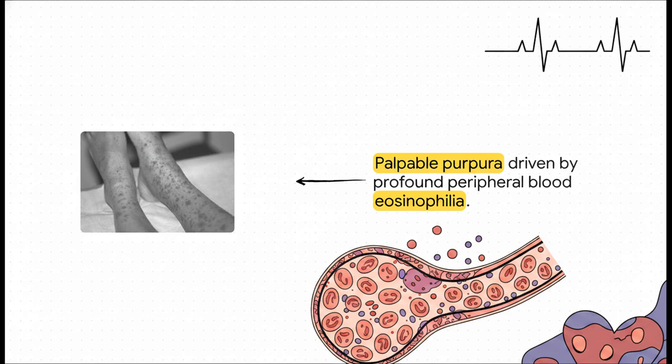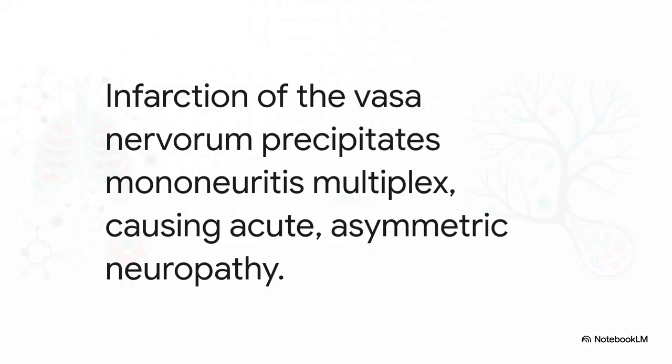These eosinophils relentlessly infiltrate tissues, resulting in palpable purpura, which are those multiple, scattered, non-blanchable red papules distributed over the lower extremities. And this drives severe cardiovascular damage and end-organ ischemia. Now, a devastating and highly testable complication arises when this eosinophilic vasculitis critically targets the peripheral nervous system. The intense inflammation causes infarction of the vasa nervorum. Those are the tiny blood vessels that supply your peripheral nerves.